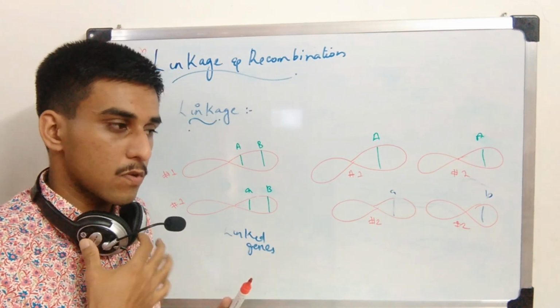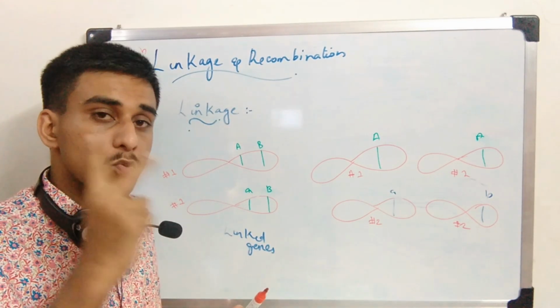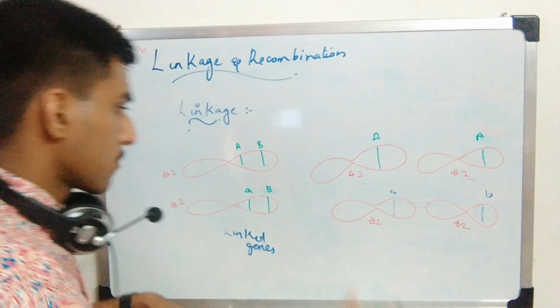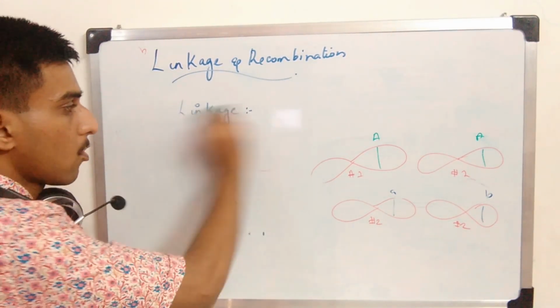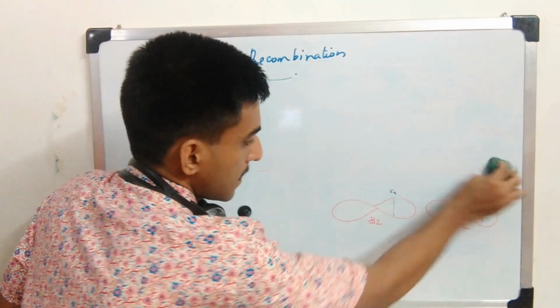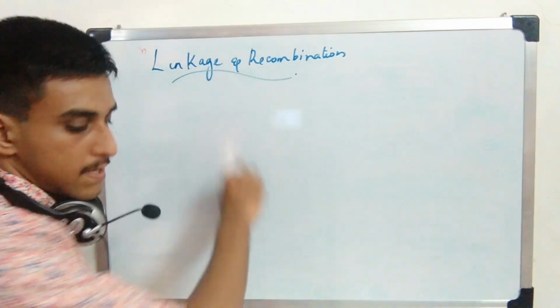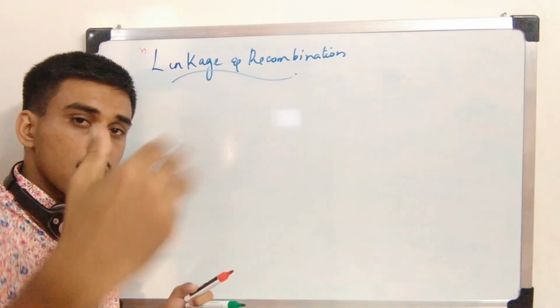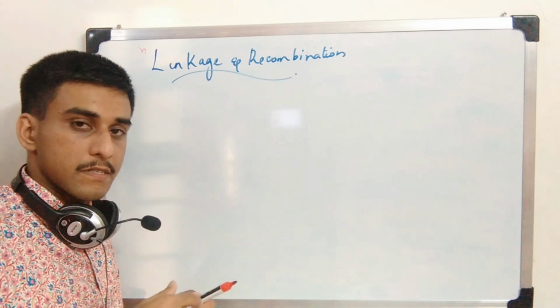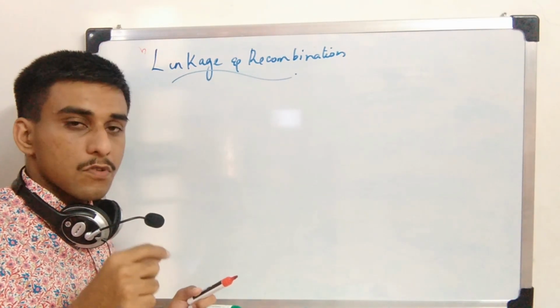Now there can also be another two conditions. In the case of linked genes, there are also two conditions. I am going to draw the two conditions in linked genes. I hope you are writing everything. If you have any doubts, you can ask in the comment box, because doubts may arise, as this is a one-way communication. So you can ask in the comment box or mail me.